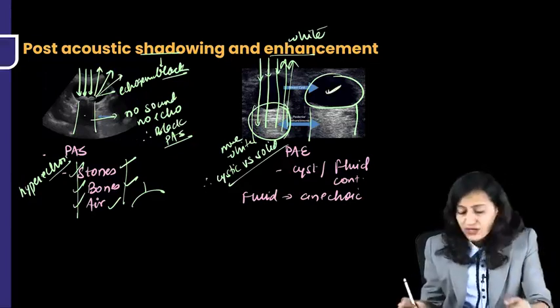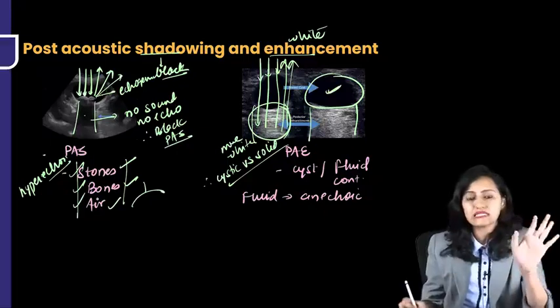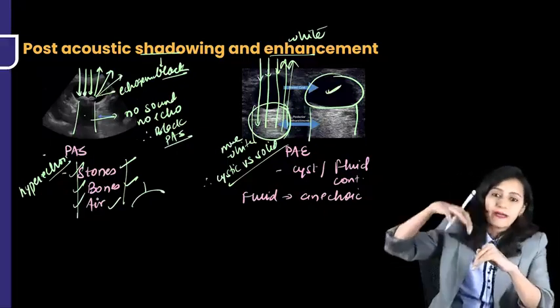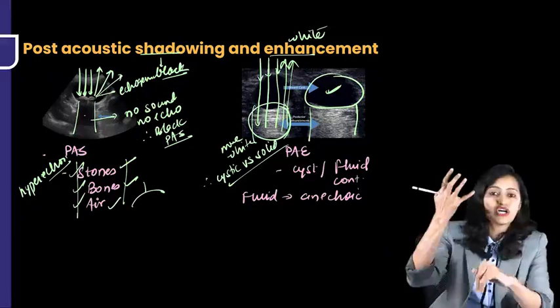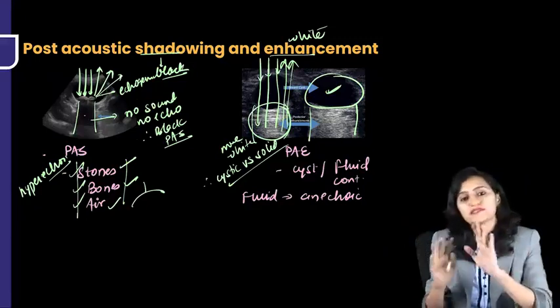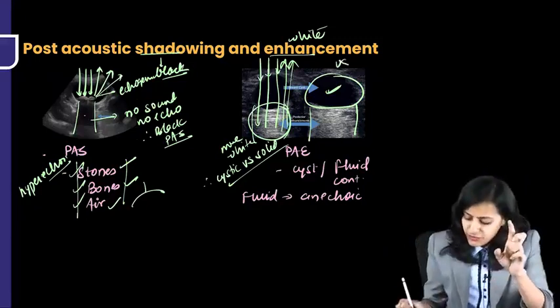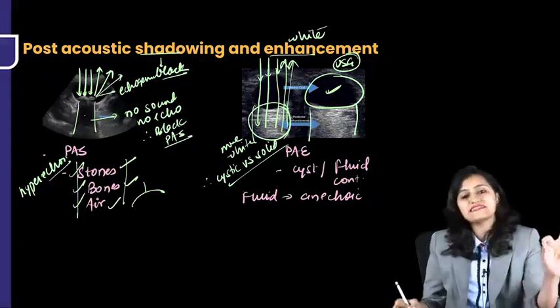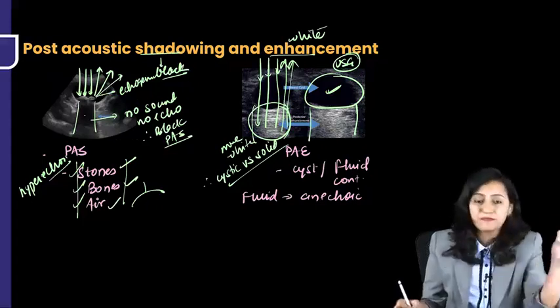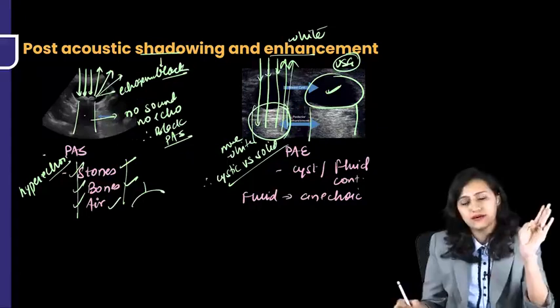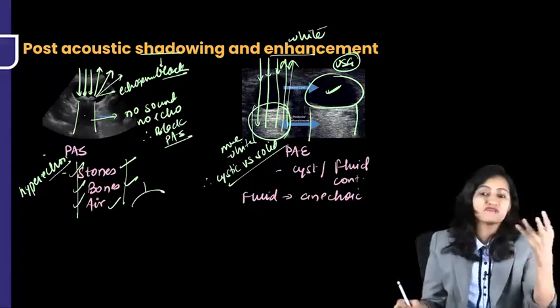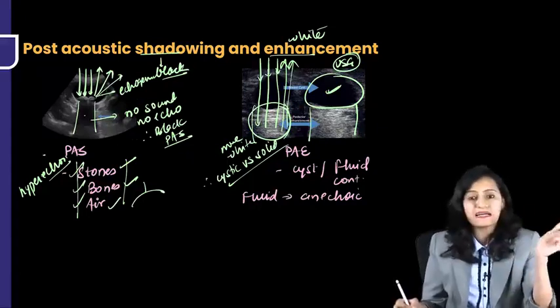So you can see that fluid by itself appears dark, anechoic on ultrasound. Because it is transmitting the sound, it is not reflecting the sound, so it appears dark. And that's why for fluid, ultrasound is a very sensitive investigation. It is appearing dark on ultrasound. Air and calcification will appear white. Fluid will appear black on ultrasound.